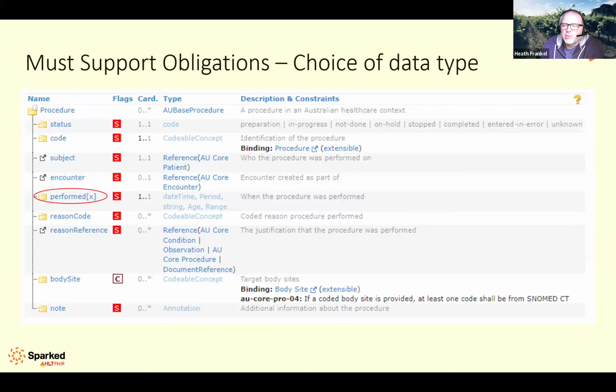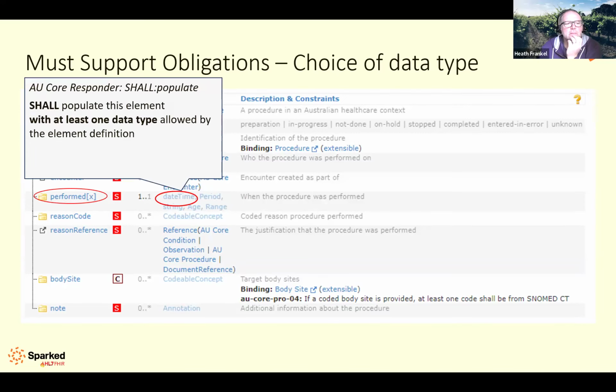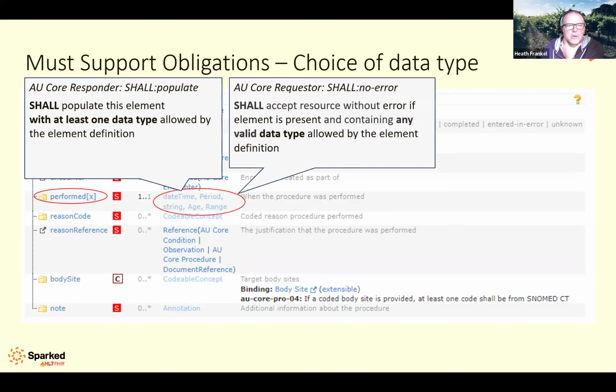Okay, so where we left off last week was I started to introduce the idea of choice of a data type. So at the moment, for example, in procedure, we've got the choice of performed data types. And the definition that we've really got around this particular case at the moment, where we've got a choice, is that a responder shall populate this element with at least one data type allowed by the element definition, whilst the AU core requester needs to support all.